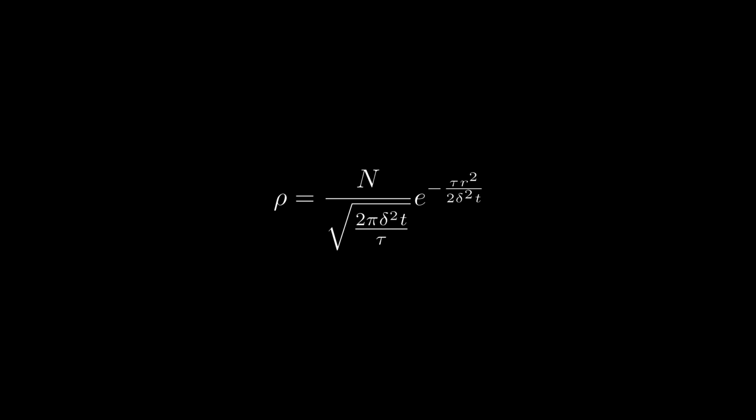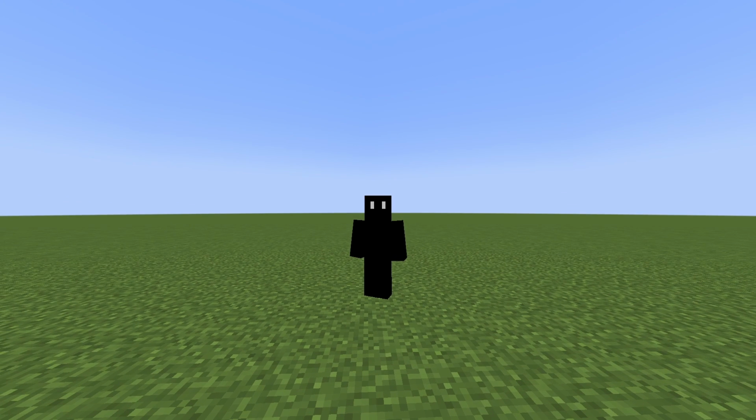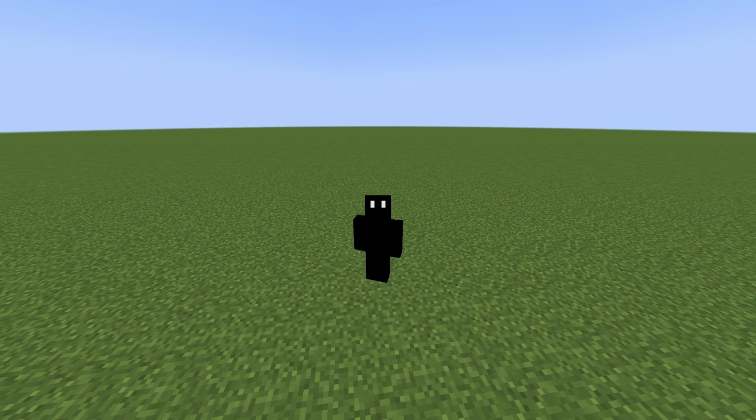It's this. N here is the number of the cursors in the system, and we got the function that we wanted, the density function. This function tells us the density of the cursors at each point in time and space. There's a lot that you can do with this equation. For example, you can find the density of the cursor at each point in time and space.